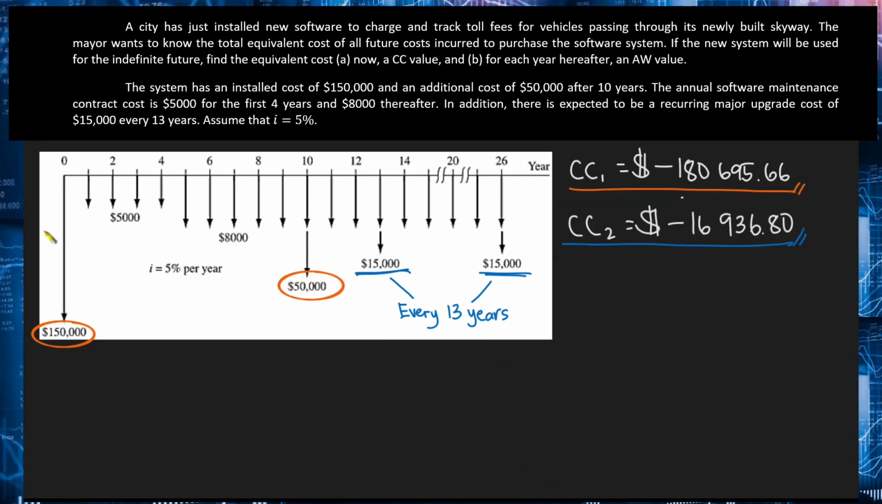Next, hanapin naman natin yung capitalized cost ng mga annual software maintenance cost natin. There are several ways to convert the annual software maintenance cost series to A and CC values. A straightforward method is to first, let us consider the negative $5,000 as an A series. So to get the capitalized cost, we will simply divide this by the interest rate na 5%. So this will be equal to negative $100,000.